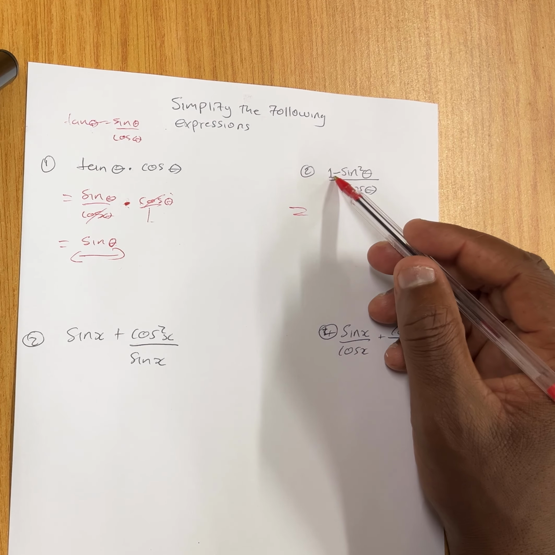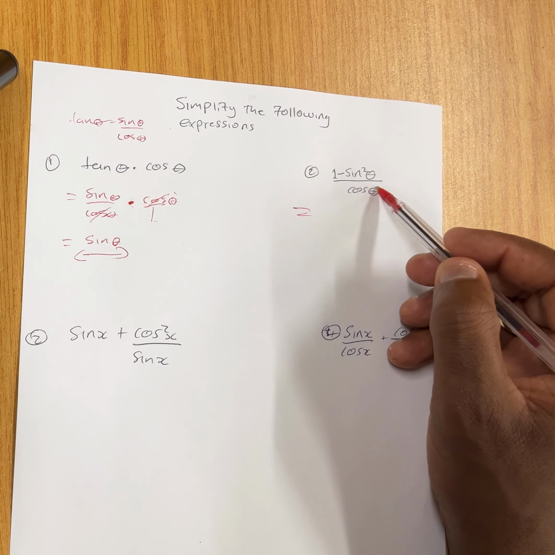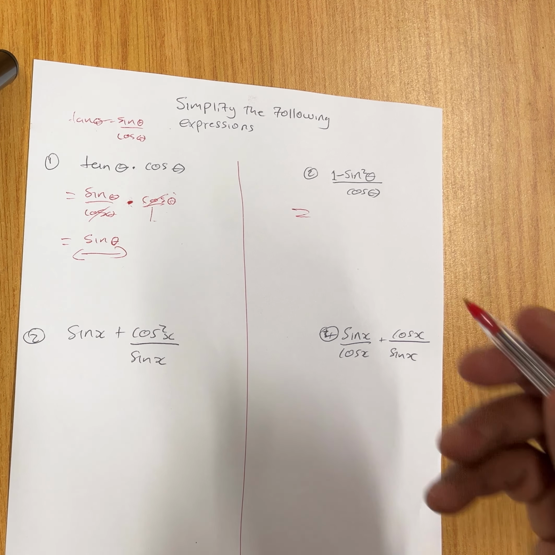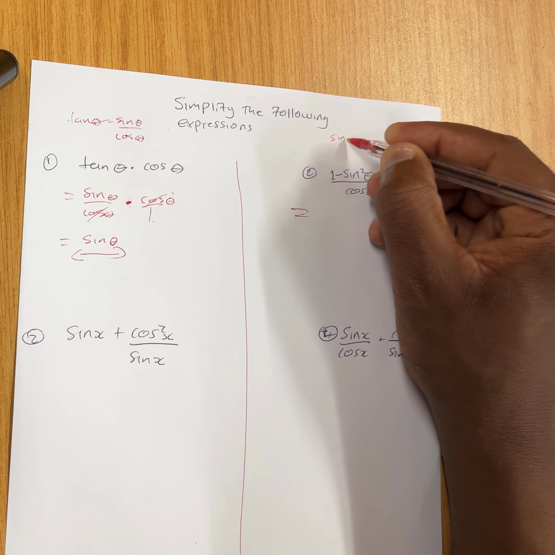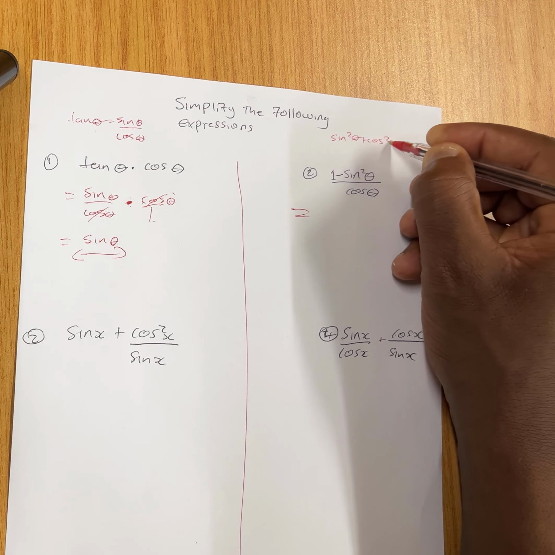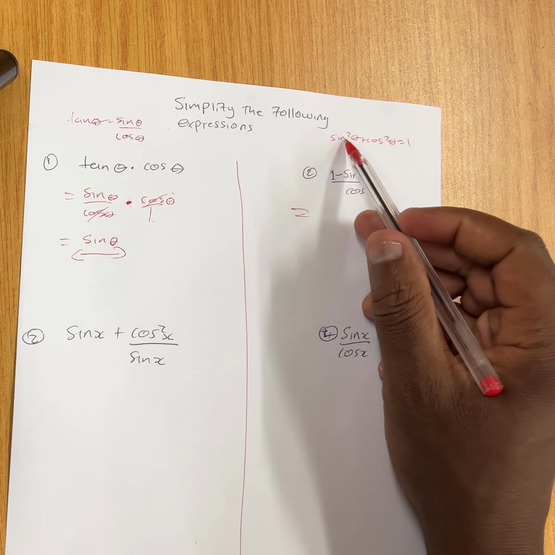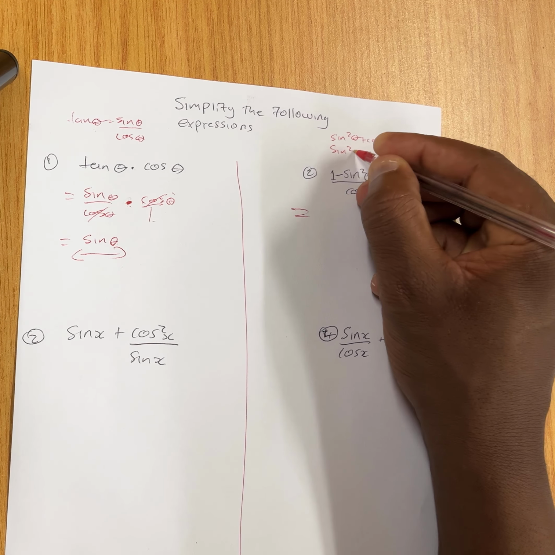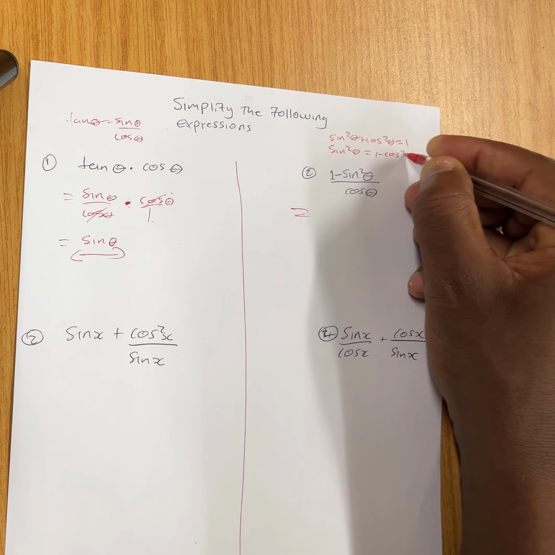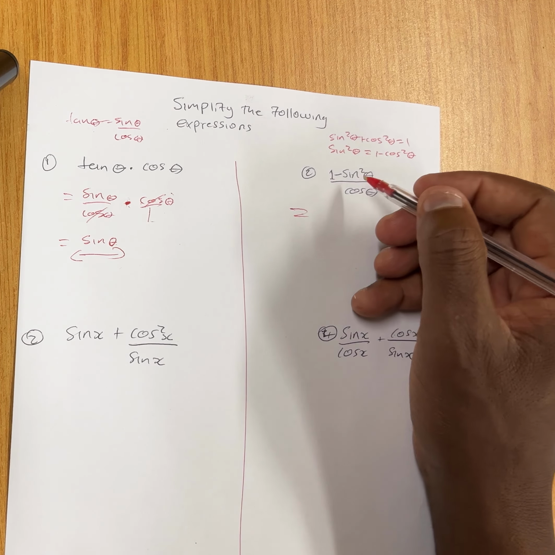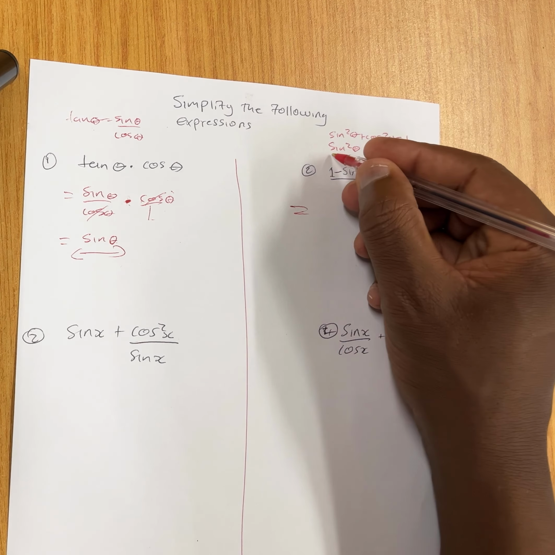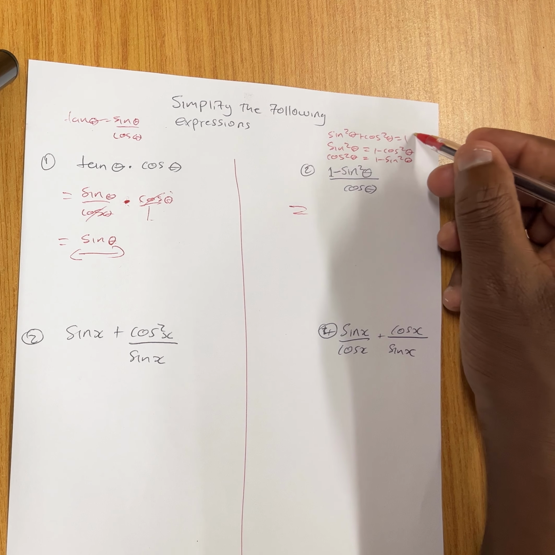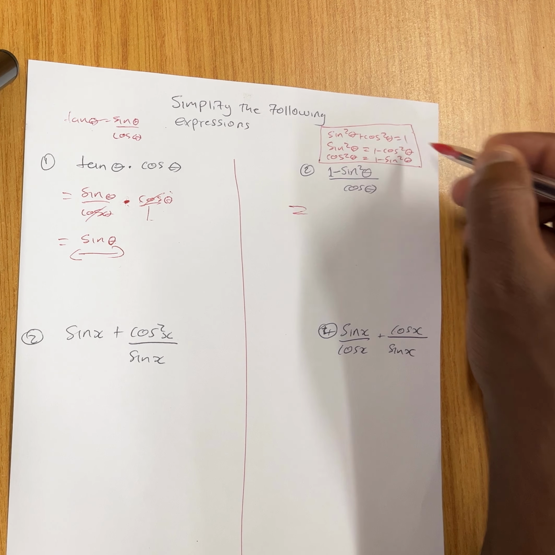Number two, we're given 1 minus sine squared theta divided by the cos of theta. You think about the fundamental identities. We know that sin squared theta plus cos squared theta is equal to 1. Sometimes it can be written as sin squared theta equals 1 minus cos squared theta. And we can also write it as cos squared theta equals 1 minus sine squared theta. So you need to think about these three.